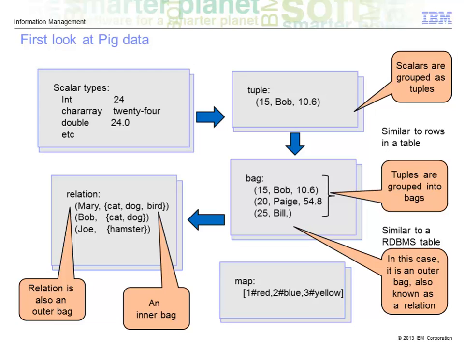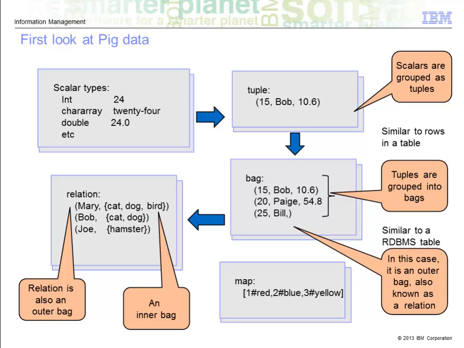I just said that a bag is a group of tuples, but a, quote, field in a tuple can actually be a bag that contains other tuples. In this case, the bag is an inner bag. The bag that contains the tuples that correlate to rows in a relational table is known as an outer bag. It is also known as a relation.